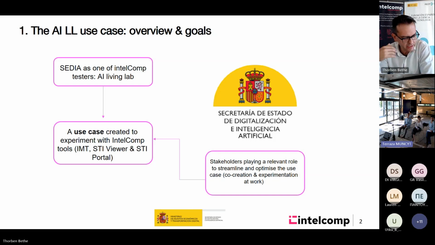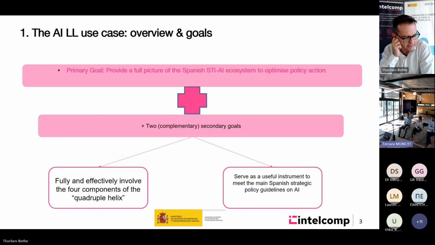Several shifts have been operated in the use case throughout these months. But at the end of the day, this use case is basically aimed at providing a full picture of not only the Spanish STI AI ecosystem, but also the European AI STI ecosystem to optimize policy action. As you may also see from the slide, there are two complementary secondary goals attached to this use case.